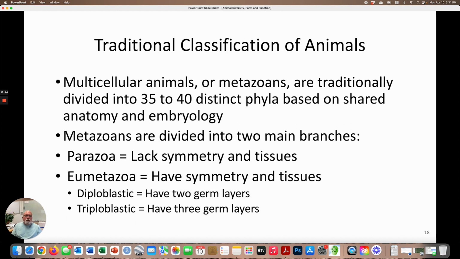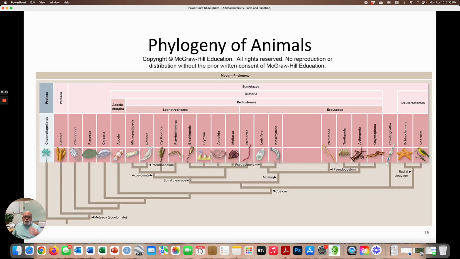In the traditional classification of animals, we have multicellular animals, or metazoans, that are divided into 35 to 40 distinct phyla based on shared anatomy and embryology. Metazoans are divided into two main branches: the Parazoa, which lack symmetry in tissues, and the Eumetazoa, which have symmetry in tissues. So that's a major distinction there. Then within the Eumetazoa, we have diploblastic organisms that have 2 germ layers, and triploblastic organisms that have 3 germ layers. And this is the grand scheme of things.